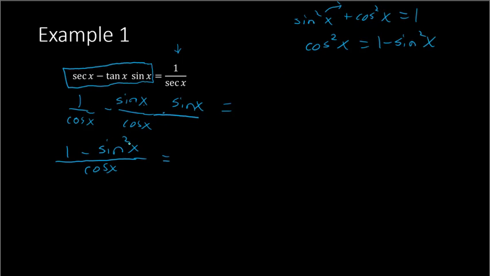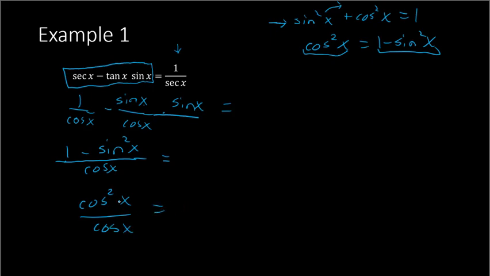So we see the squared in the sine. We might be able to do something with this Pythagorean identity. And sure enough, 1 minus sine squared of x can be replaced with cosine squared of x. So let's do that. We would write that as cosine squared of x over cosine of x.